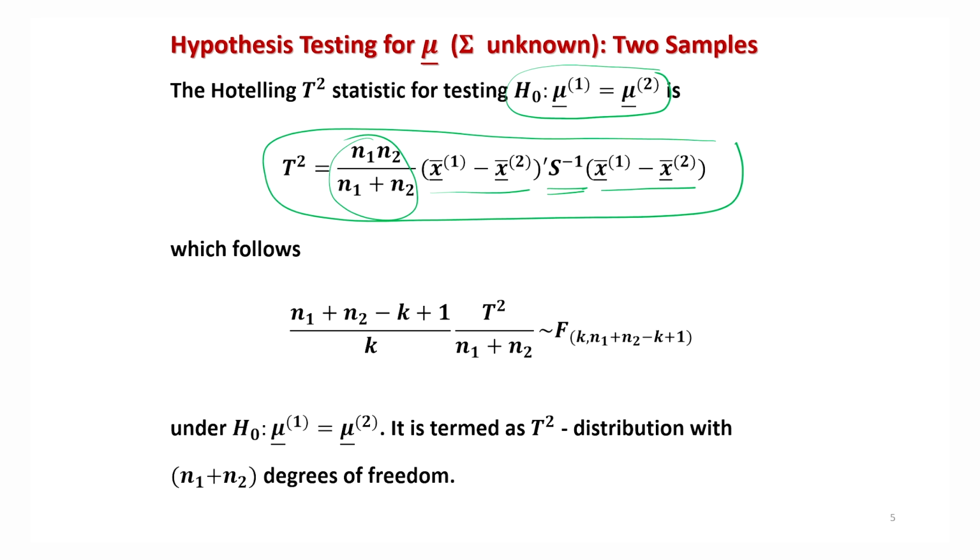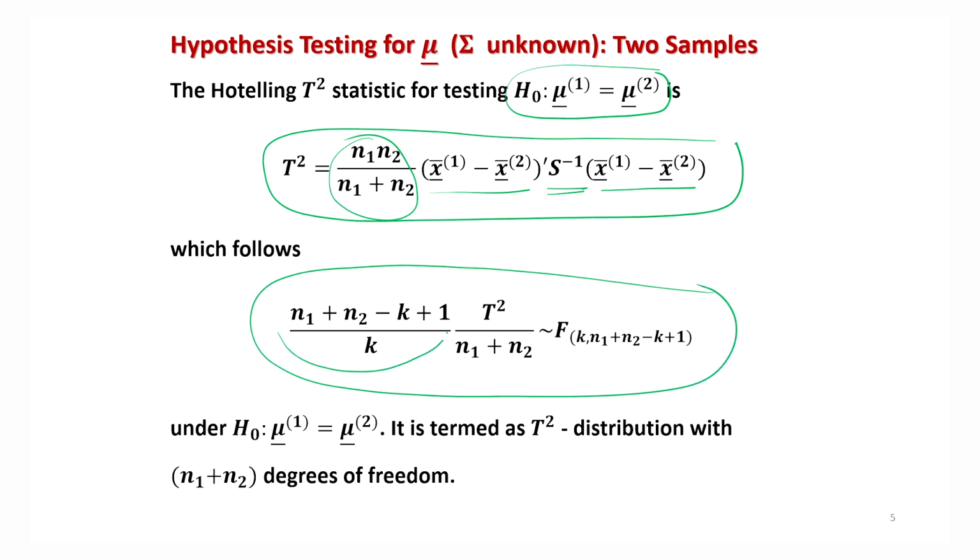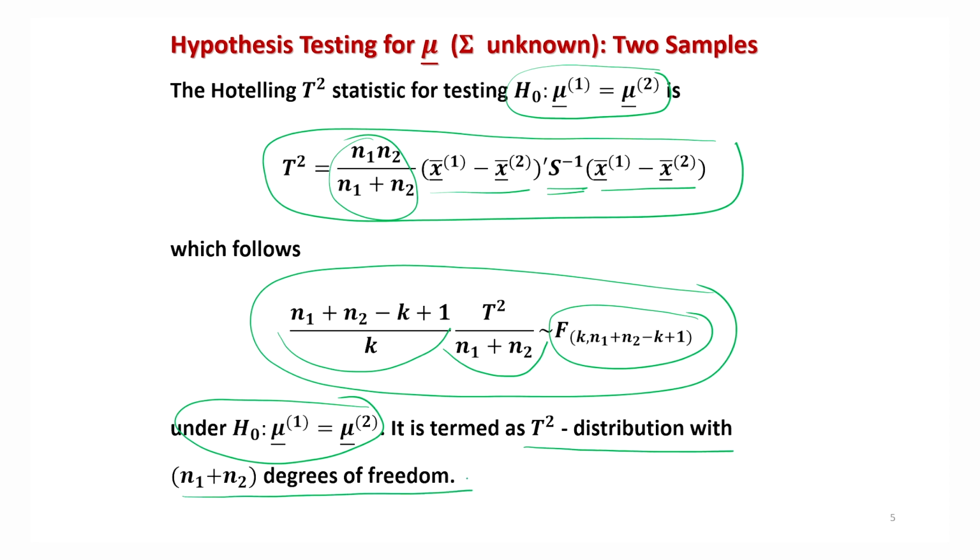And this statistic follows the F distribution in this format, that is n1 plus n2 minus k plus 1 divided by k into t square upon n1 plus n2. This follows an F distribution with k and n1 plus n2 minus k plus 1 degrees of freedom under H0, that is, when H0 is true. And this is called the t square distribution with n1 plus n2 degrees of freedom. Well, you need not worry about these things, because when you implement it in the R software, you essentially have to look at the values of P, right?